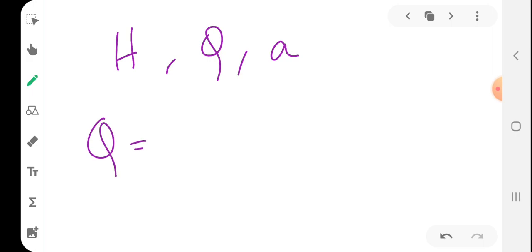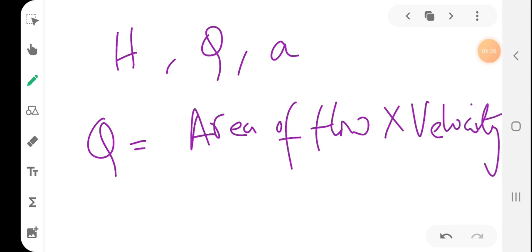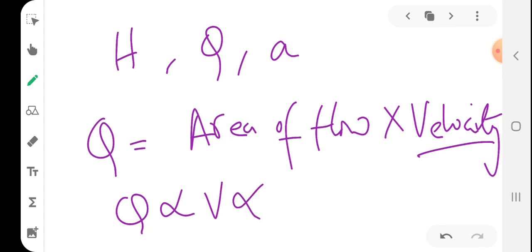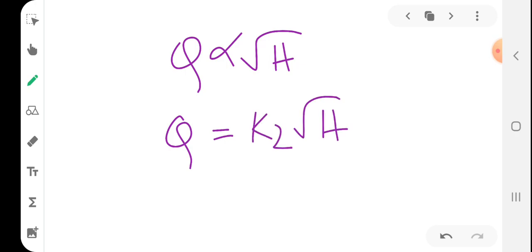You know that Q is nothing but area of flow into velocity, right? So volume flow rate, Q, or discharge, will be the product of area of flow and velocity. You know that Q will be proportional to velocity, and velocity is in turn proportional to root h. So Q is proportional to root h, so Q is equal to K2 root h.